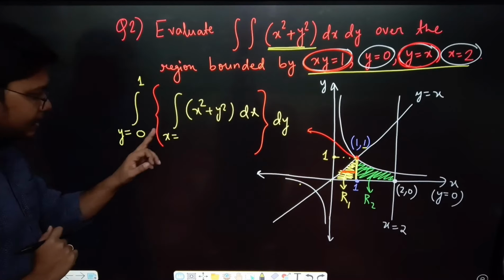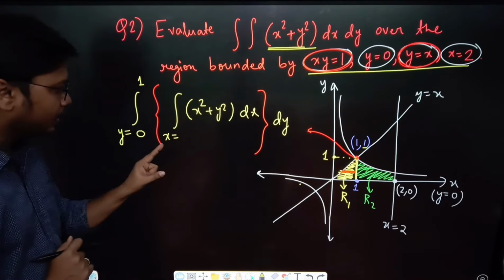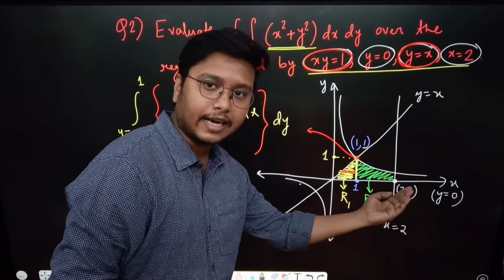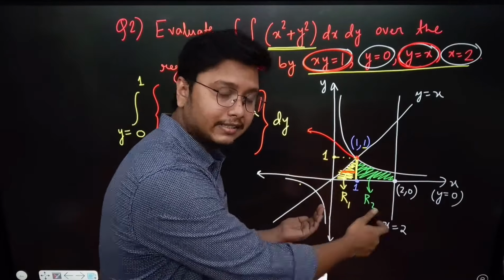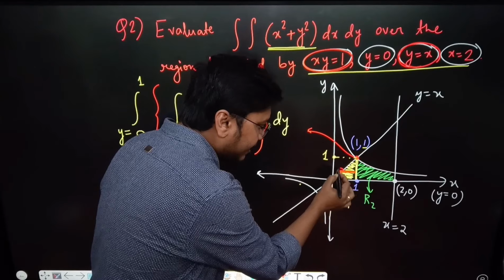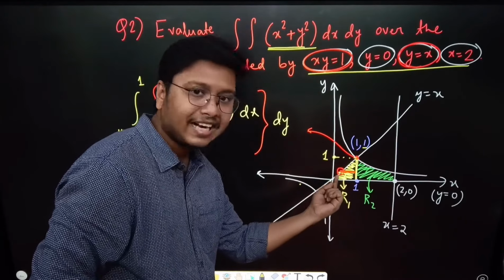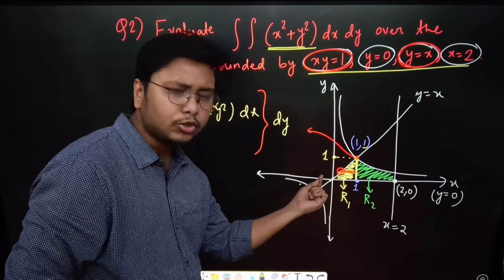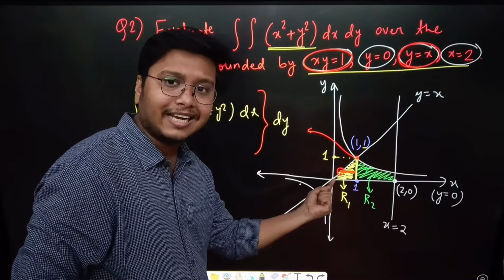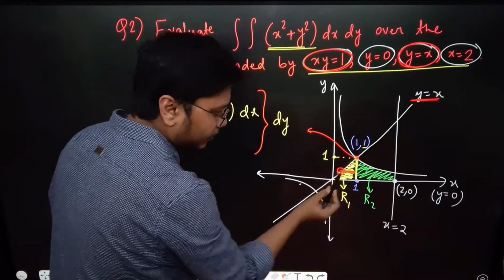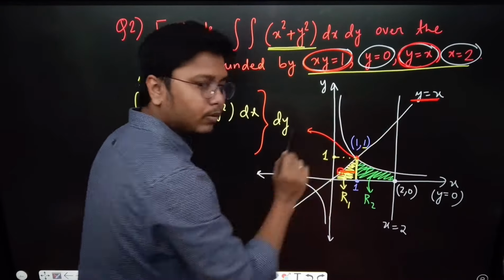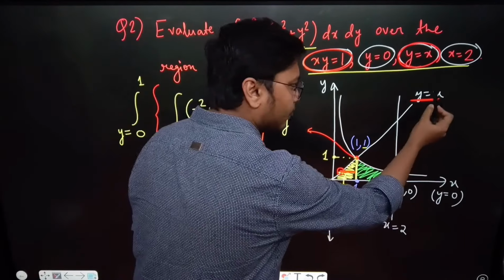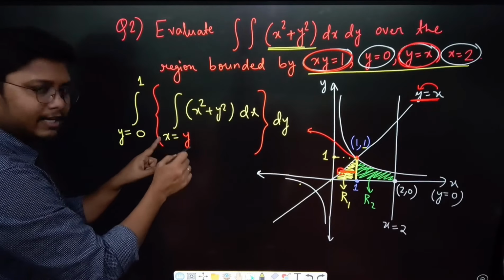Now coming to the limit of x. How do we understand the limit of x? Always look from the left hand side to the right hand side. What is the leftmost point in contact with the red strip that I have drawn, the small strip I've taken, and with which curve is it connected? It is connected with the y equals x line. So the value of x starts from y, because on that line the value of x is y. So we start from x equals y.